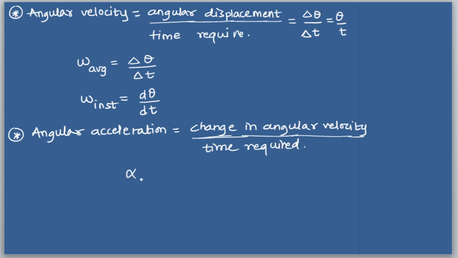Now you can write the average angular acceleration. The symbol for the angular acceleration is alpha. Average angular acceleration will be total change in angular velocity upon total time required.